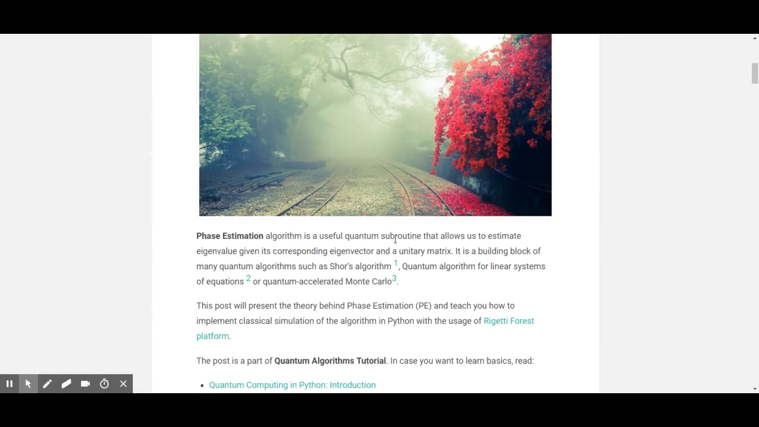Is this a quantum subroutine that allows us to estimate an eigenvalue given its corresponding eigenvector in a unitary matrix? It's a building block of many quantum algorithms, such as Shor's algorithm, quantum algorithms for linear systems of equations, and Monte Carlo. It presents the theory behind phase estimation and teaches you how to implement a classical simulation of the algorithm in Python. Estimate the eigenvalue given its corresponding eigenvector in the unitary matrix. I've got to figure out another way to do that.